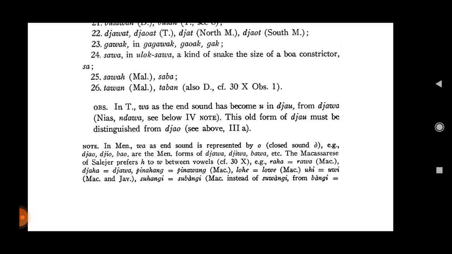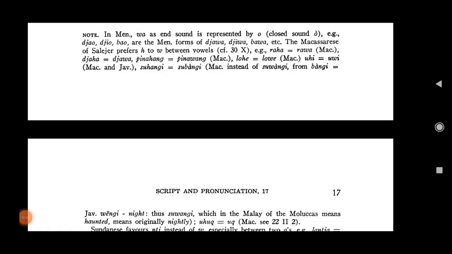Note. This old form of Jau must be distinguished from Jau, see above 3A. Not in Mentawai, where the end sound is represented by O, close sound O. Again, Jao, Gio, Bao, other forms of Java, Jiwa, Bawa, etc.